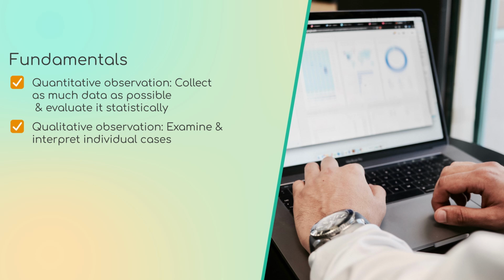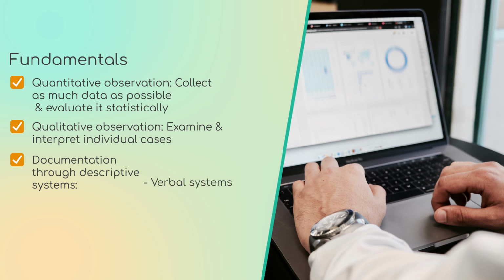What all observations have in common though is that they are documented in descriptive systems. These include verbal systems such as keyword-like event logs, nominal systems such as index systems and category systems based on predefined classification features, dimensional systems in which rating scales are applied, and structural systems such as those used in sequence analyses, where structural relationships can be analyzed over time.